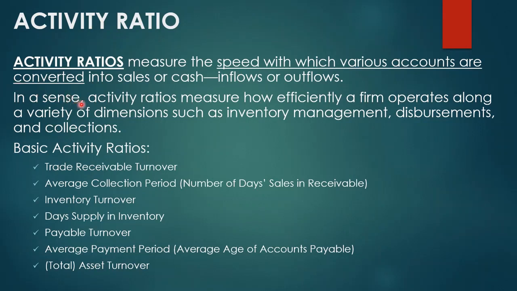Now, in a sense daw, class, activity ratios measure how efficiently a firm operates along a variety of dimensions such as inventory management, yung disbursements mo, yung collection mo. So, pinapakita lang ito na yung efficiency ng operations ng firm. Yun yung halaga ni activity ratio. Now, ito yung mga basic activity ratios: trade receivable turnover, average collection period, inventory turnover, days supply in inventory, payable turnover, average payment period, and total assets turnover. So, i-discuss natin yan sila.